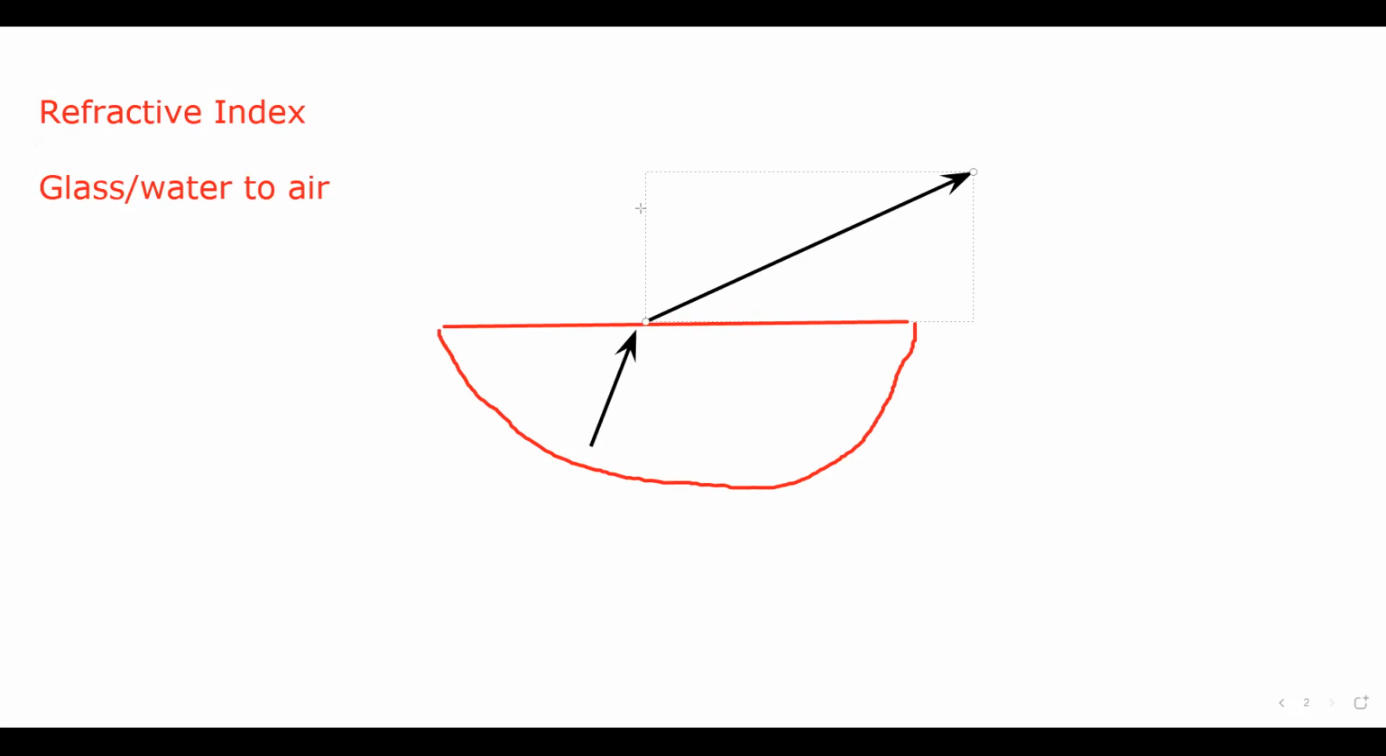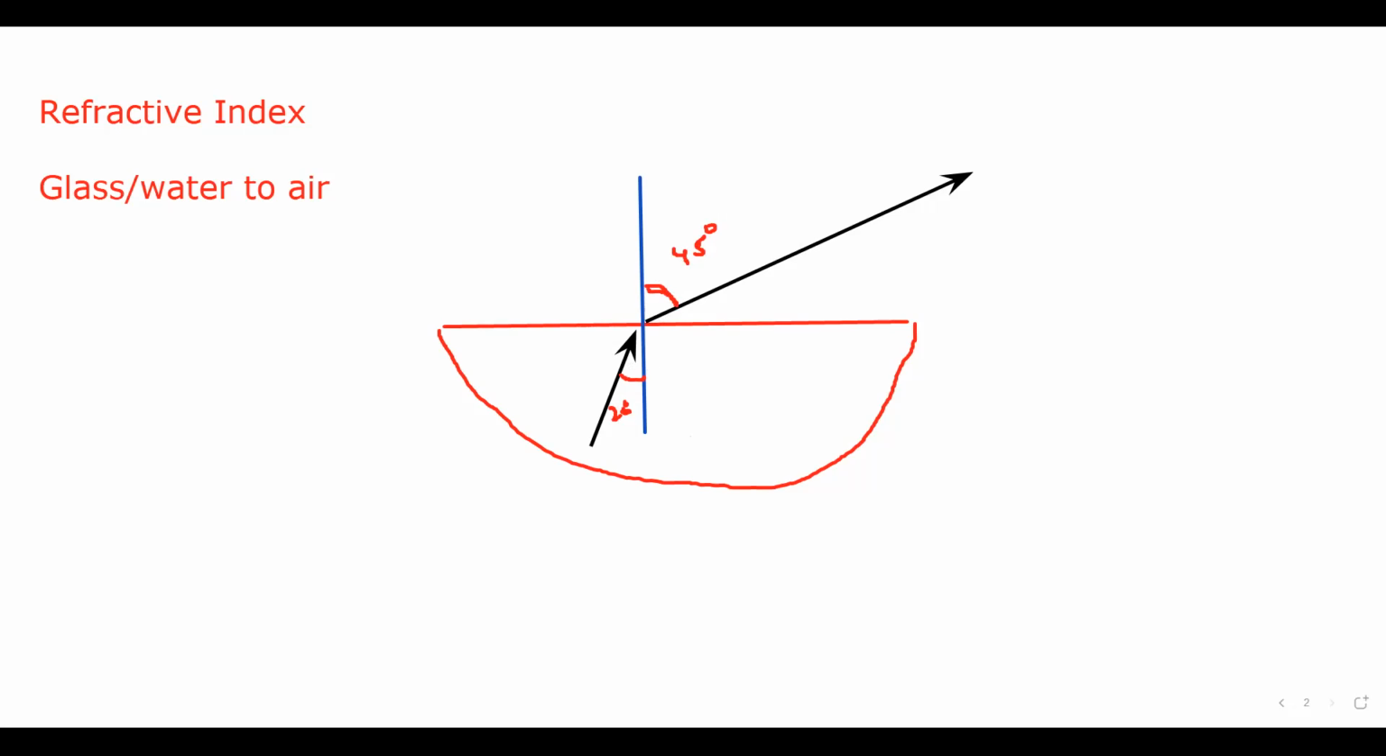The imaginary line which is perpendicular to the surface, or 90 degrees to the surface, is the normal. The angle between the incident ray and the normal is the angle of incidence. For example, this angle was 20 degrees. The angle between the normal and the refracted ray is the angle of refraction. For example, that is 45.